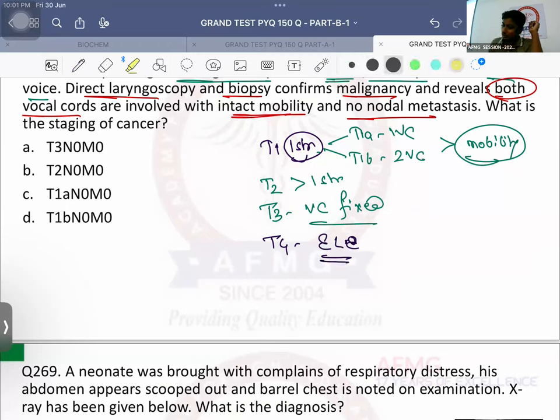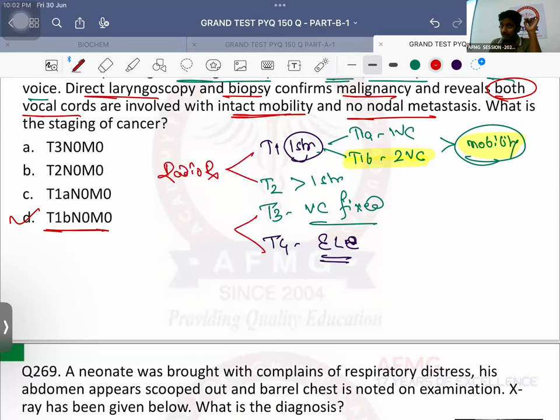What is in our patient? Both the vocal cords are involved, but the mobility is absolutely fine. So it should be T1B. No nodal metastasis, so N0, M0. T1, T2 are treated with radiotherapy. T3 and T4 are treated with total laryngectomy followed by radiotherapy, with or without radical neck dissection.